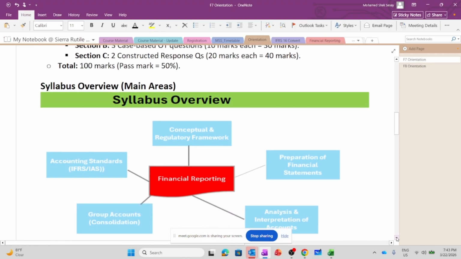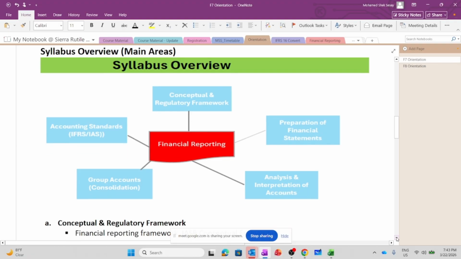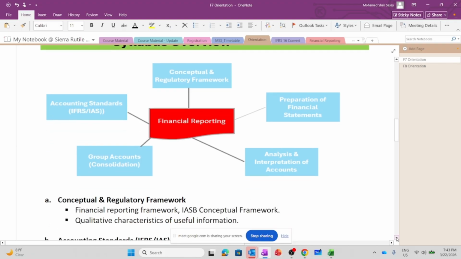So basically, we are going to look at the syllabus overview, which is key, because the syllabus overview will guide you on how you need to study and which areas you need to place more attention on. So basically, we have the conceptual and the regulatory framework, which is key. As an accountant, you need to know your conceptual framework. We are going to look at the conceptual framework separately. For now, what you need to know about the conceptual framework and the regulatory framework.